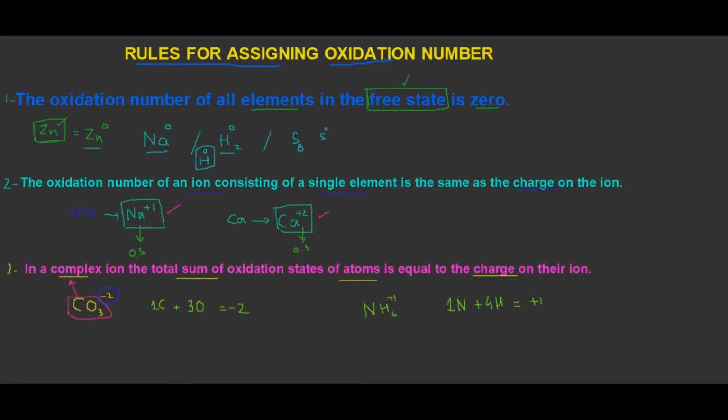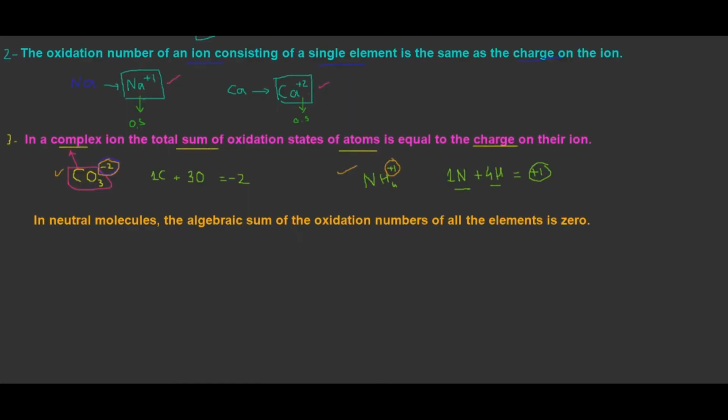The sum of oxidation state of 1 nitrogen atom and 4 hydrogen atom is equal to +1. Now this +1 is the oxidation state for ammonium ion. Similarly, -2 is the oxidation state for carbonate ion. Carbonate ion and ammonium ion both are complex ions.